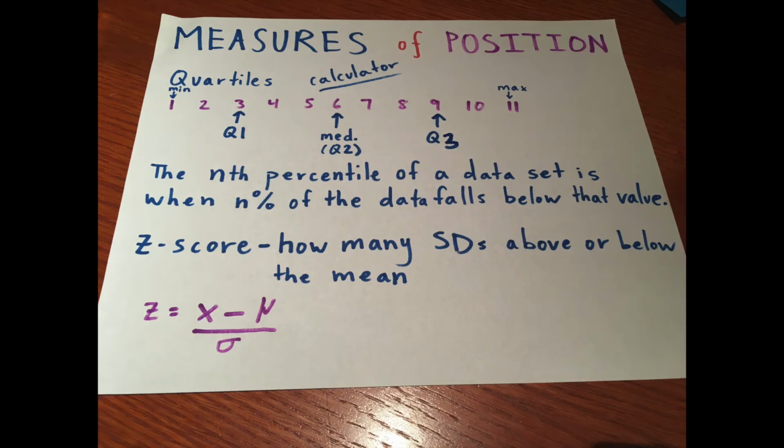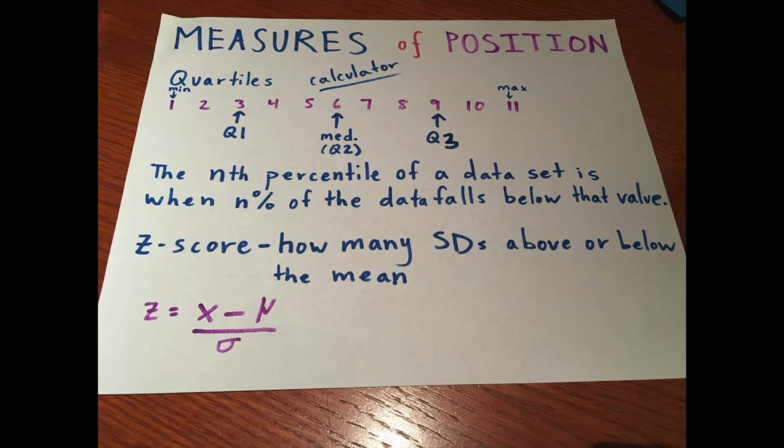When measuring position, quartiles in addition to the median are calculated by arranging all data points in increasing order. The first quartile is the middle number of values that are less than the median. The third quartile is the middle number of values that are greater than the median. First quartile represents the 25th percentile because 25% of the data is below this value. Third quartile represents the 75th percentile because 75% of the data is below this value.